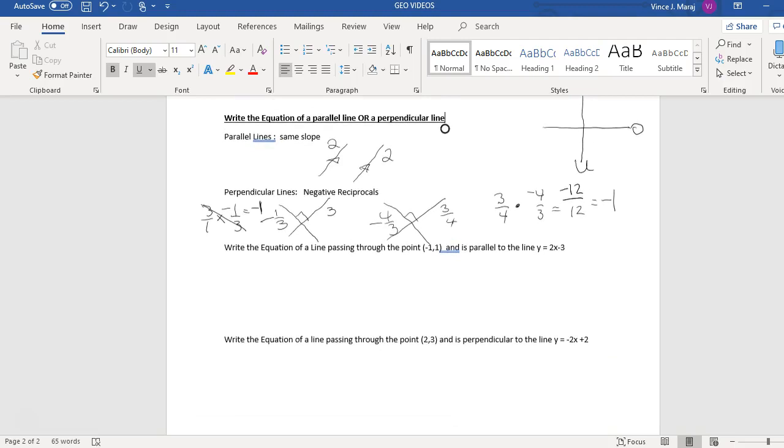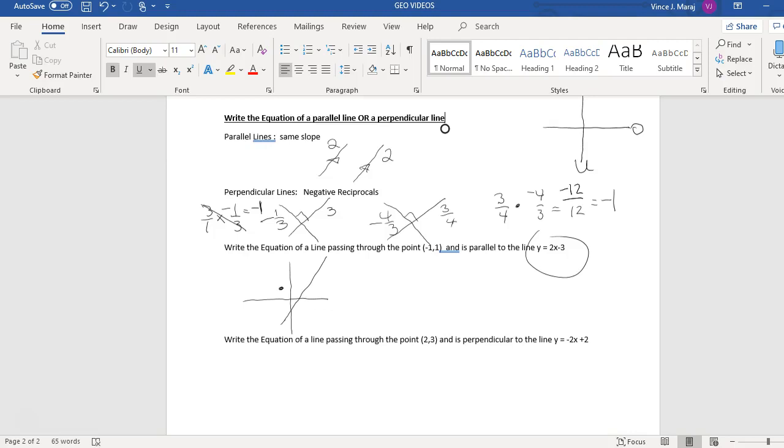Write the equation of a line passing through this point and is parallel to this line. Let me give you a visual. Suppose you have a coordinate plane and we have a line here where the slope is 2 and the intercept is -3. Your line might look something like this. And then the point -1, 1 will be 1 to the left and 1 up, right there.